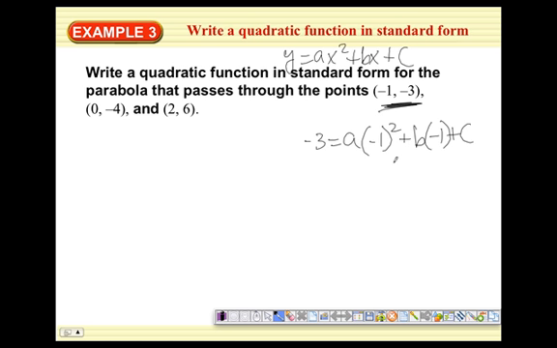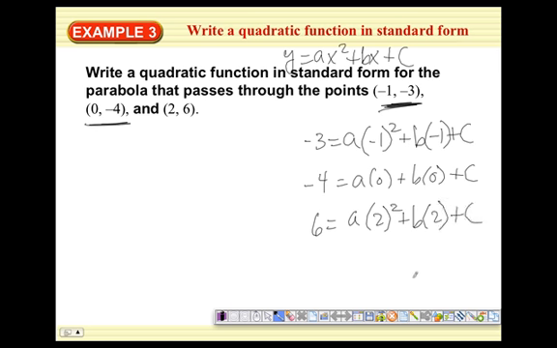Could we figure out a and b based off of this right here? Nope. So how do we do this problem? Can't with this alone. You have to use the other coordinate. If we use this coordinate, we would have negative 4 equals a times 0 plus b times 0 plus c, so c equals negative 4. Then we do the last one, which is 6 equals a times 2 squared plus b times 2 plus c. Could you solve each of these individually?